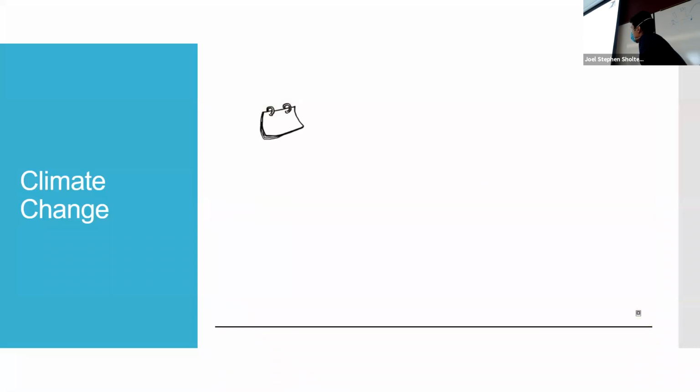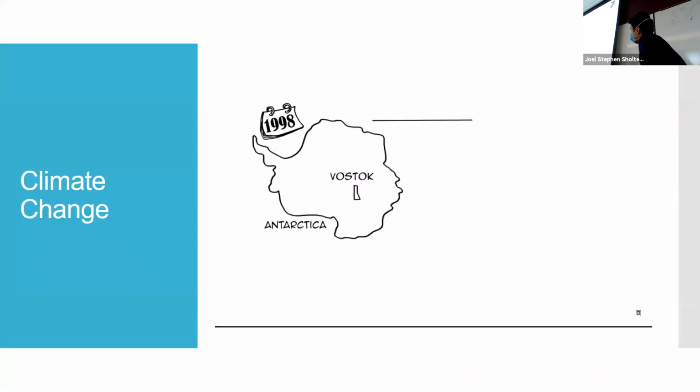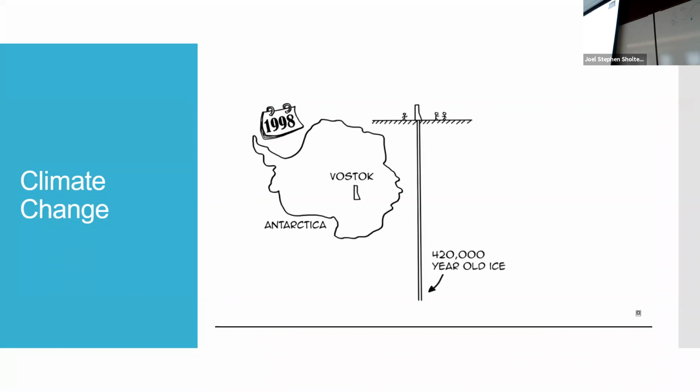Let's get drawing. It all started in 1998 when an ice drilling project was undertaken in the Russian Vostok station in Antarctica. The project yielded the deepest ice core ever recovered, giving access to ice that was 420,000 years old at a depth of 3,623 meters. It supplied data about atmospheric composition and climate through 4 climate cycles.